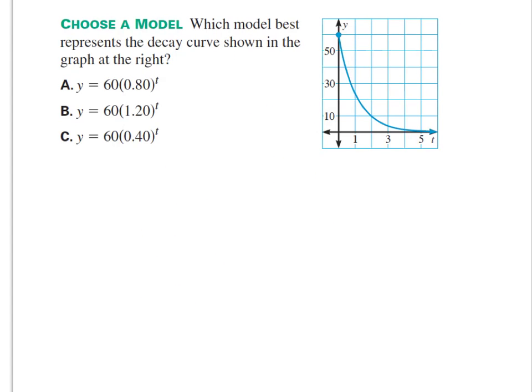So take a moment to look at the graph and then the choices for the model that would fit that graph. Decide which A, B, or C, which one you think is correct. So hopefully you eliminated B right away, right? Because it's growth and not decay.